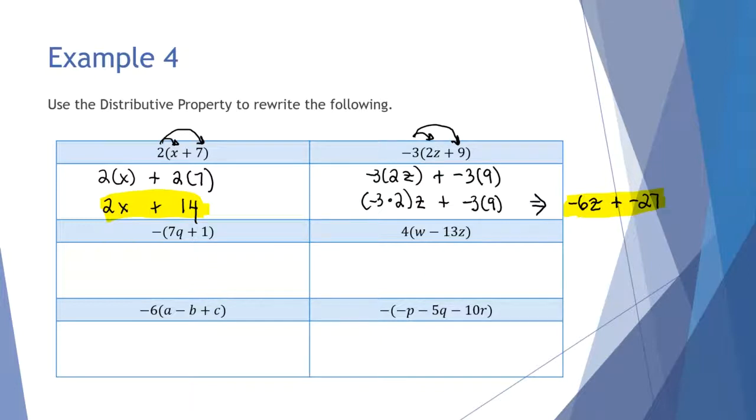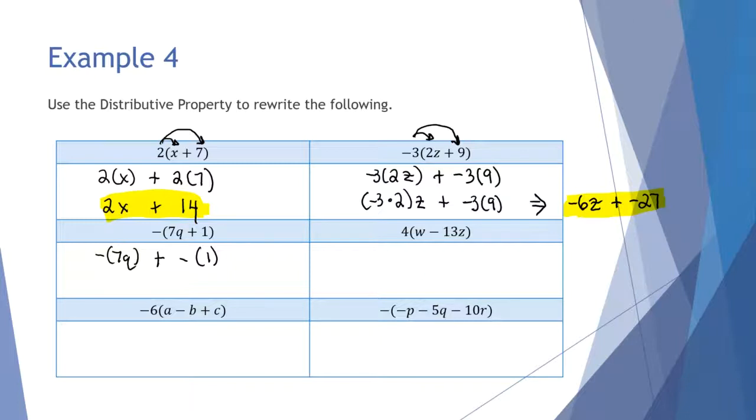Now, let's look at the second row. I have negative and then in parentheses 7q plus 1. So that negative gets distributed. It's a negative times each thing in parentheses. So I have a negative times the 7q, and then I'm going to put a plus sign, and then I have a negative times the 1.